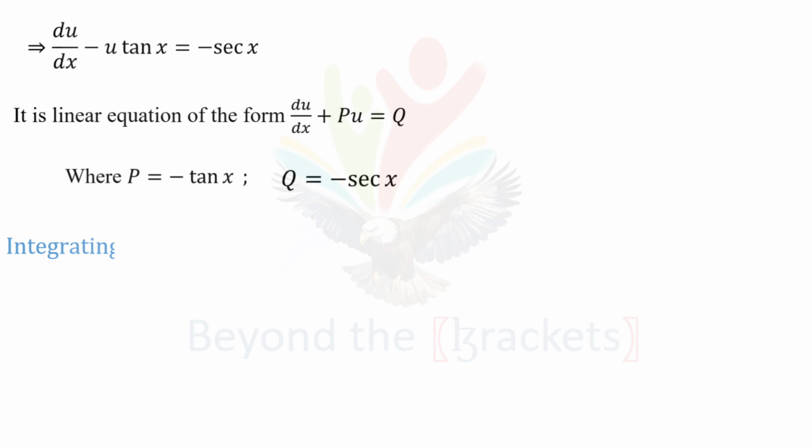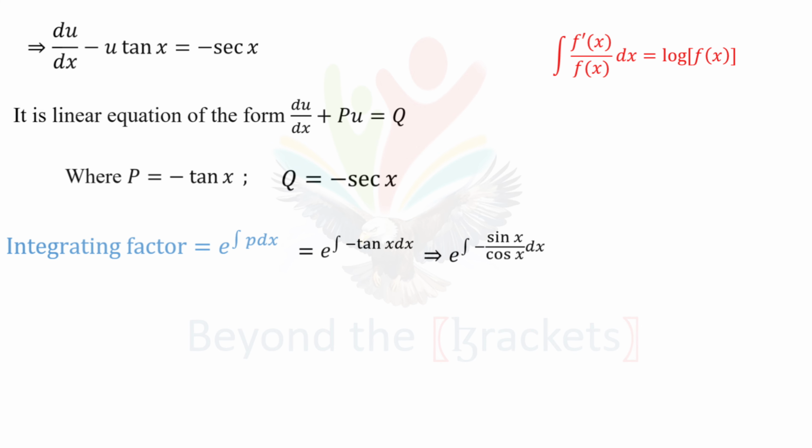Integrating factor is given by e power integration of p dx, e power integration of minus tan x dx. Tan x can be written as sin x by cos x. We know that differentiation of cos x is minus sin x, so this is of the form f dash of x by f of x. So integration of this will be log of f of x. So e power log of cos x will be equal to cos x.